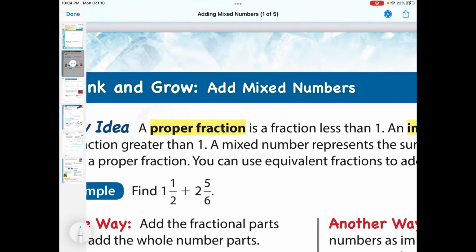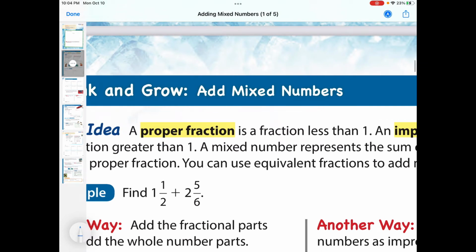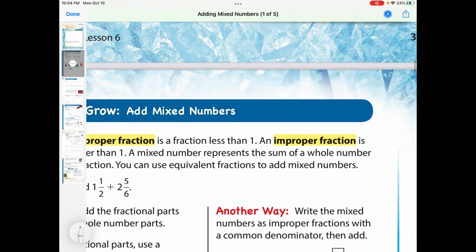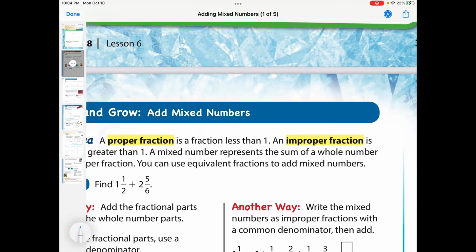Let's talk a little bit about a proper fraction. And we know a proper fraction is less than 1. But then we have these other things called an improper fraction right here. And an improper fraction is greater than 1. Okay, now what does that mean exactly? Well, let's take a look.